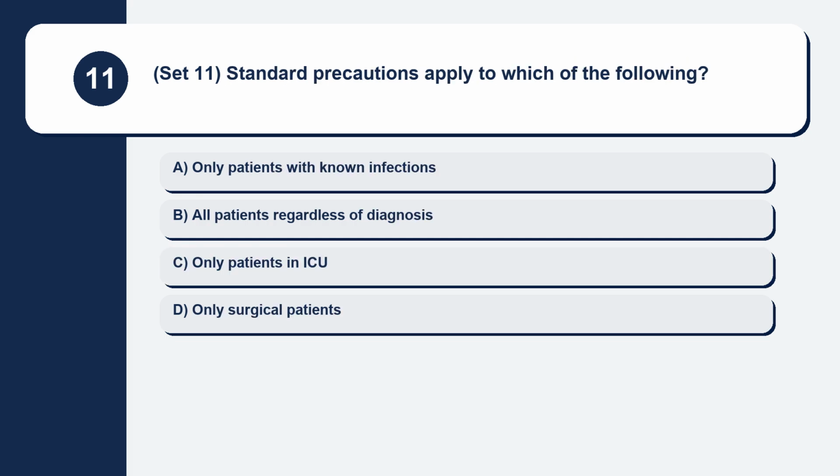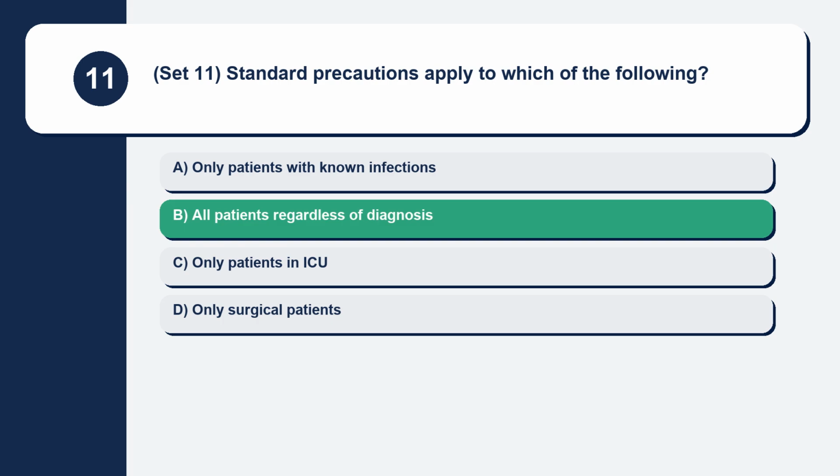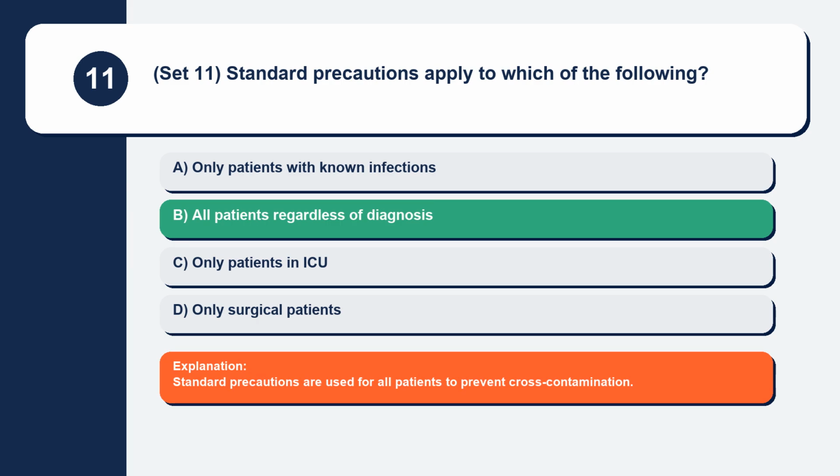Question 11. Set 11. Standard precautions apply to which of the following? Only patients with known infections, all patients regardless of diagnosis, only patients in ICU, only surgical patients. Standard precautions are used for all patients to prevent cross-contamination.